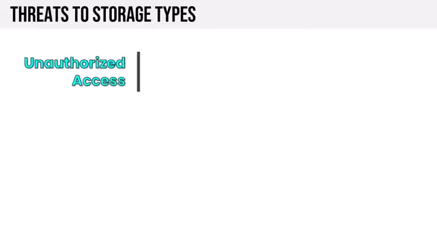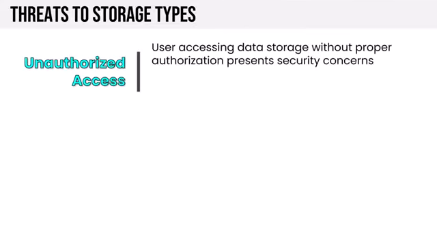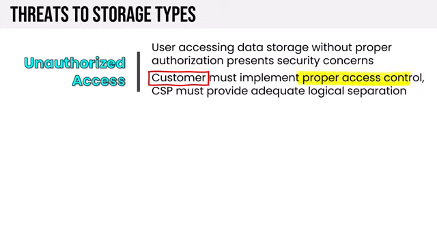So we'll start with unauthorized access. A user accessing data storage without proper authorization presents an obvious security concern, right? The customer must implement proper access control. The CSP must provide adequate logical separation. If we go back to the shared responsibility model, we'll remember that a customer has responsibility for access control, at least to some degree, even in the SaaS model.